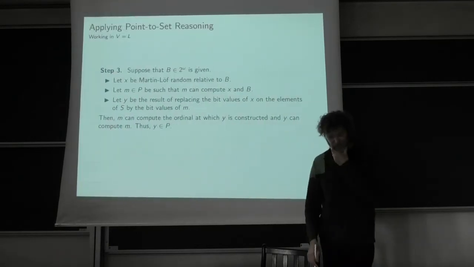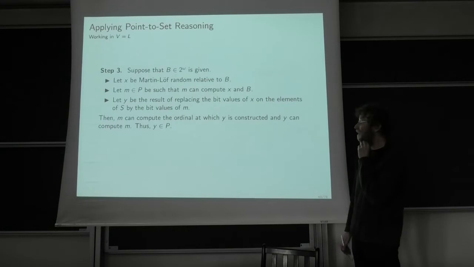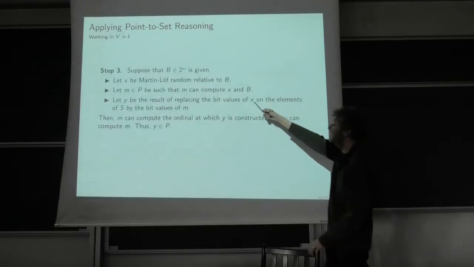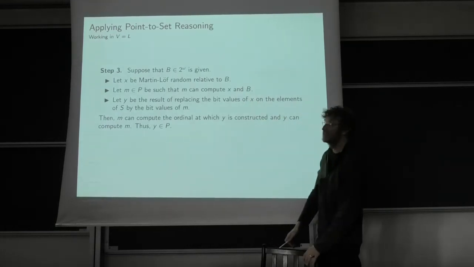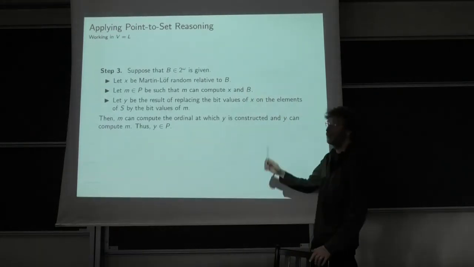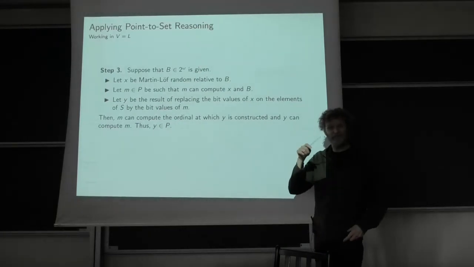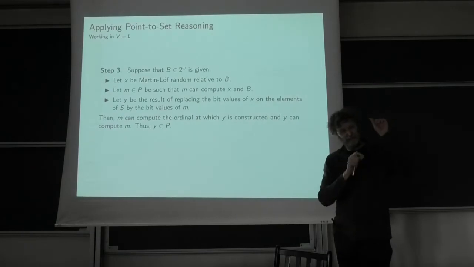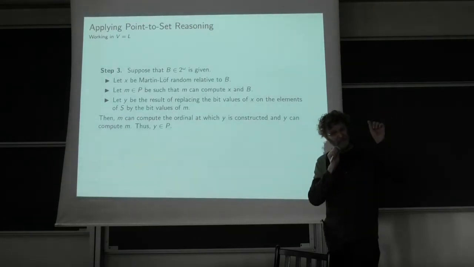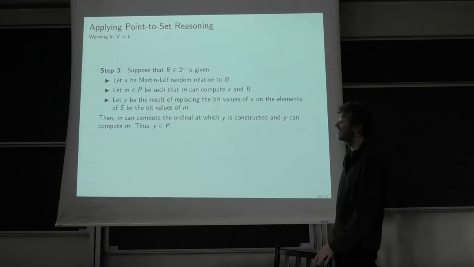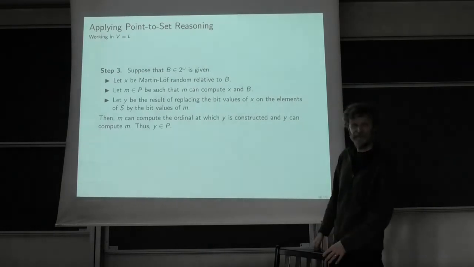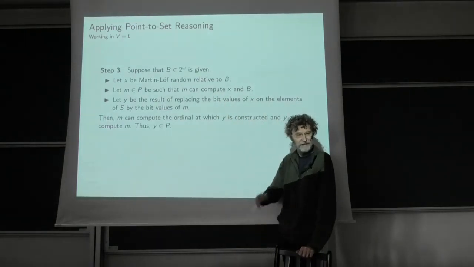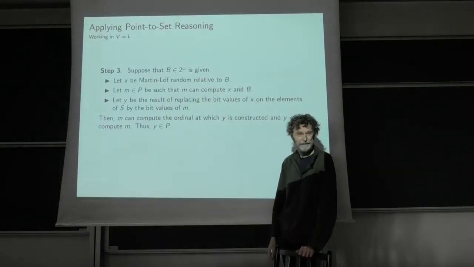Okay, so now step 3. Suppose that we're given some oracle, B. Take something that's Martin-Löf random relative to B. Now we want to use what we said before to get something inside P that is incompressible relative to B. So we're going to take this thing that's random relative to B and manipulate it to get somebody inside P.